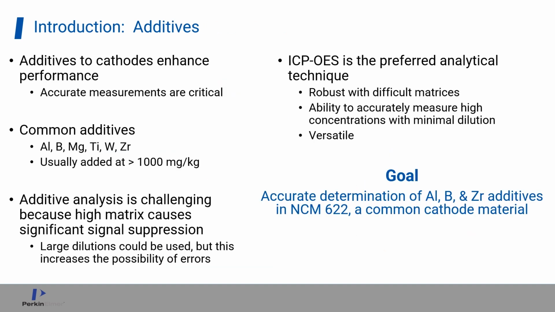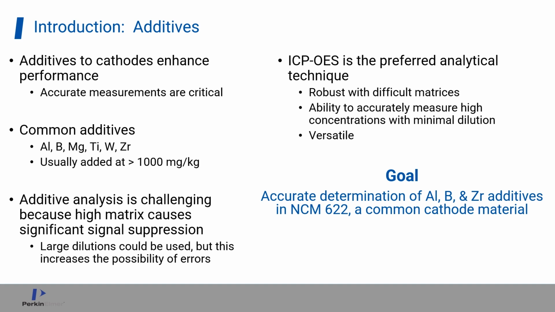Looking at additives a bit more closely, they're added to cathodes to enhance the performance. Because the performance of the battery depends on these additives, the accurate addition and measurement is critical. They have to be added at the exact right proportion and therefore have to be characterized and measured accurately. Some common additives include aluminum, boron, magnesium, titanium, tungsten, and zirconium, as well as others. These are usually added at fairly high concentrations, usually above 1,000 milligrams per kilogram.